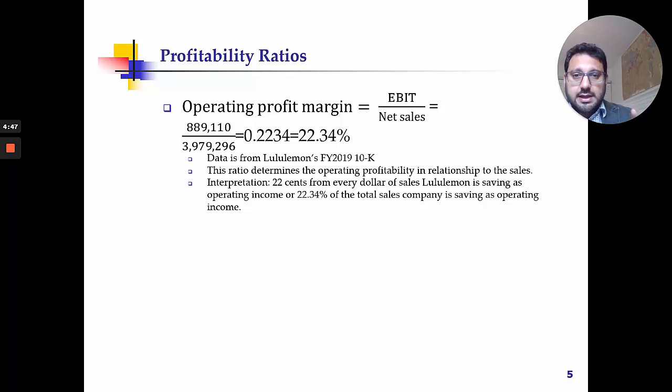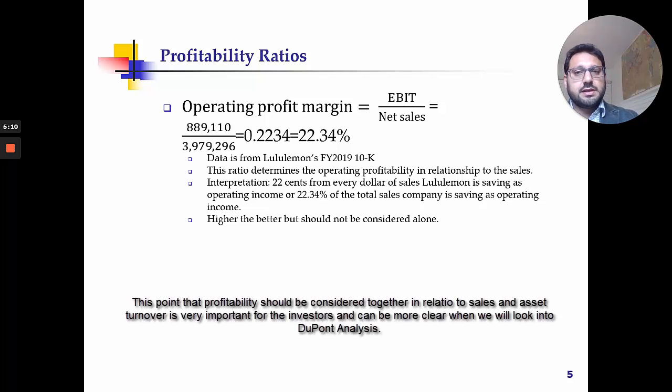In other words, from each dollar of sales, 22 cents on average they are saving under the head of operating income, after paying all the operating expenses and meeting the cost of goods sold. Again, higher is better, but it should not be considered alone. The asset turnover is important. So profitability must be considered in relationship to the asset turnover, and not only the sales.